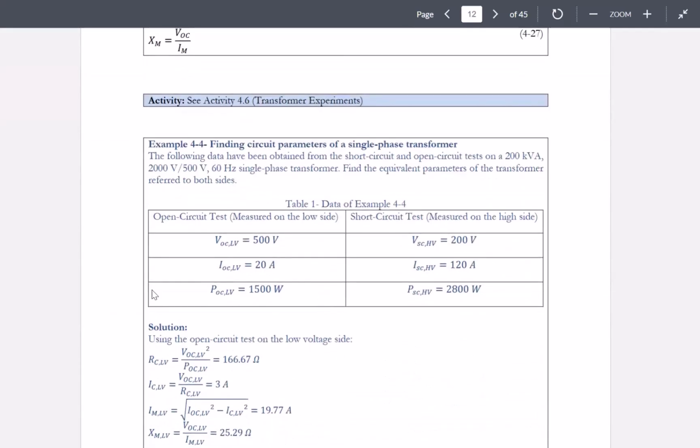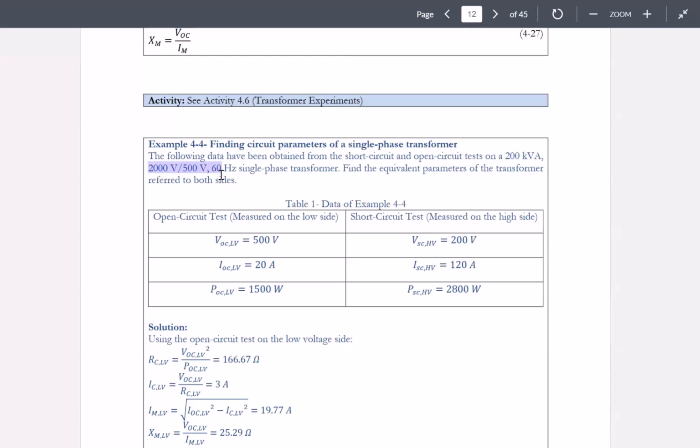And here is an example that we have applied. Remember, these short circuit and open circuit tests could theoretically be applied at any side. You can apply them on the primary side or the secondary side. Here we have an example in which we are applying the open circuit test on the low voltage side, and the short circuit test on the high voltage side of the transformer. Our transformer's nameplate is 200 kVA, 2000 volts over 500 volts, 60 hertz. This is the information indicated on the nameplate of the transformer.